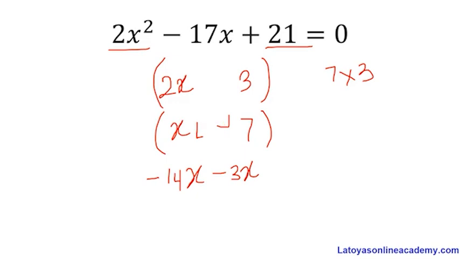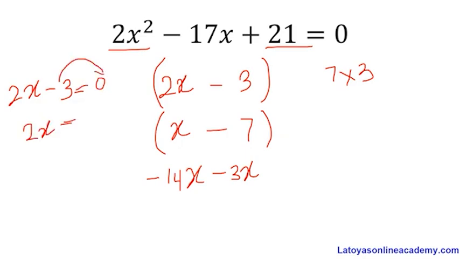Remember, when we have the same signs, we add. 14 plus 3 is 17. So we're going to write negative signs in our brackets. Our final step will be to solve. We have 2x minus 3 is equal to 0. And we're going to solve. Leave everything that has x on one side and take everything that doesn't have x on the other side.